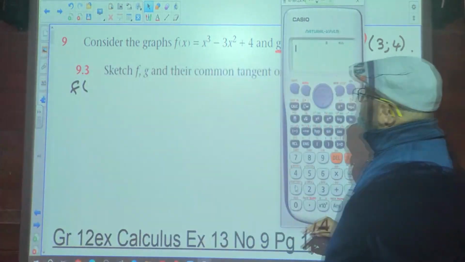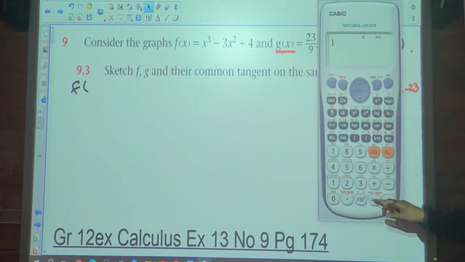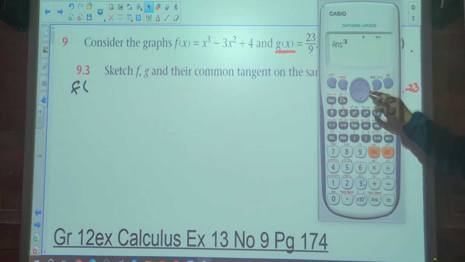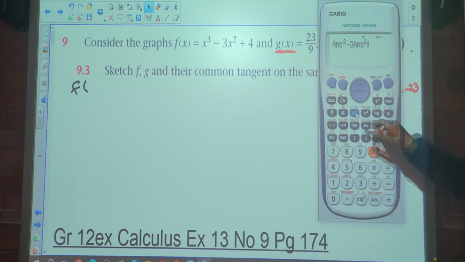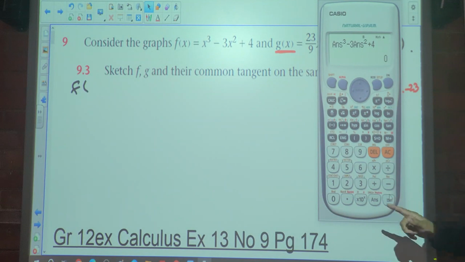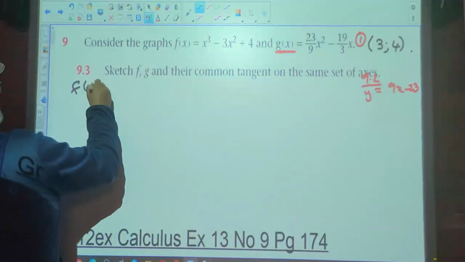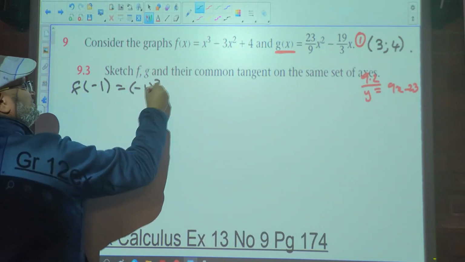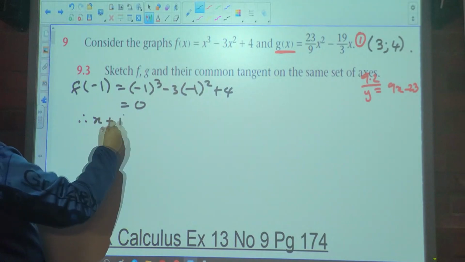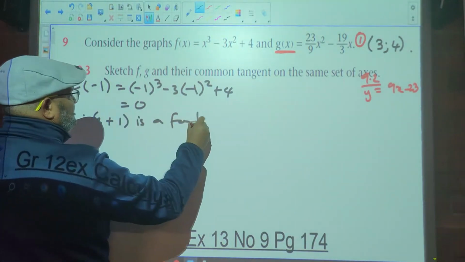People, there are many ways of doing this. Now, I'm going to show you another way today. So it's x cubed minus 3 times x squared plus 4. We start at 1. It's not giving you 0. Negative 1: that's 0. So what does that mean to say? That f of negative 1 is equal to negative 1 cubed minus 3 times negative 1 squared plus 4, which gives you 0. So therefore x plus 1 is a factor.